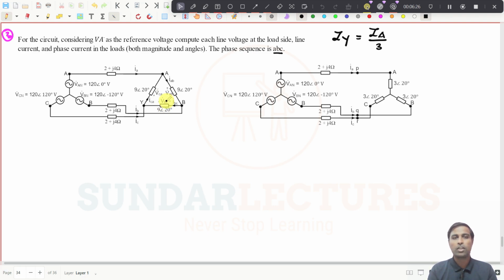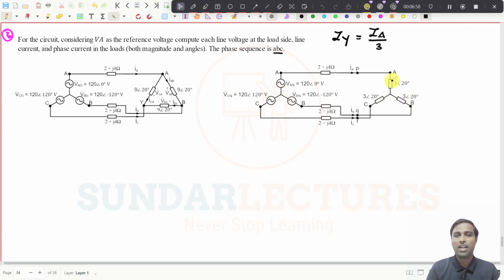So what we are going to do now, because all the impedances are the same, this is 9 at an angle of 20, 9 at an angle of 20, 9 at an angle of 20, I am just going to convert this delta into star. See, that is what I have done here. You just take these 3 points, across these 3 points I can convert this delta into an equivalent star connection by this equation, right? For star, you just divide the magnitude by 3, you will get the equivalent impedance, right?